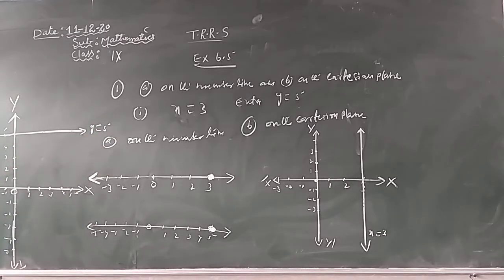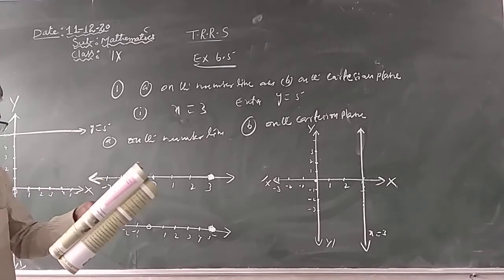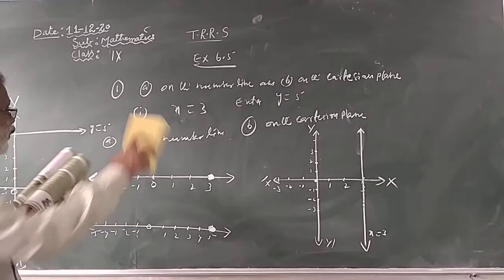You have to show it on the Cartesian plane. I hope you clearly understand. So like this, you represent it on the number line and the Cartesian plane. Rest of the problems you do it. Next, give the graph. Second problem, let's try.